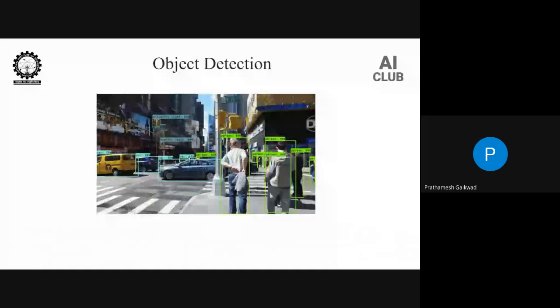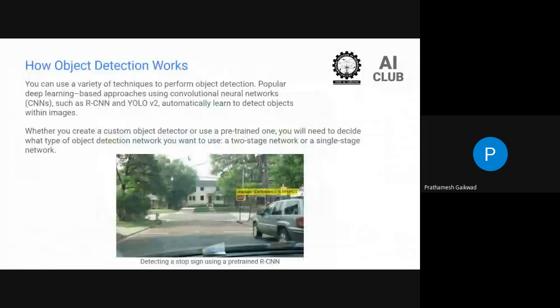So how does object detection work? You can use a variety of techniques to perform object detection. Popular deep learning based approaches using convolution neural networks, CNNs, such as RCNN and YOLO, automatically learn to detect objects within images. So in object detection, we mainly use convolution neural networks, and RCNN and YOLO. These are some of the well-known pre-trained object detectors. Here you can see the image which is detecting a stop sign using a pre-trained RCNN model. It's detecting a stop sign with 99% confidence.